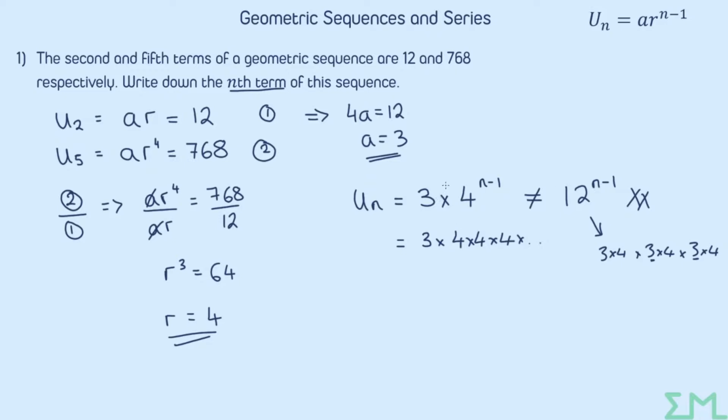So make sure that you leave your answer in this form. If you don't want to write the times sign, you can always use brackets, so 3 times 4 to the n minus 1 is a perfectly acceptable answer. Just do not times them.